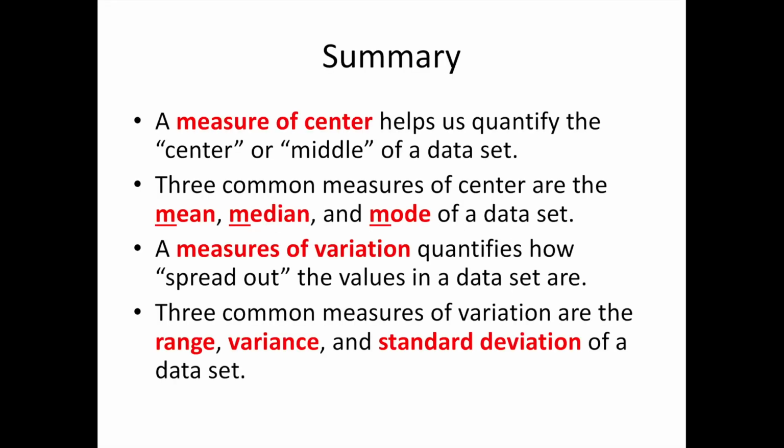So in summary, a measure of center helps us quantify the center or middle of a data set. 3 common measures of center are the mean, median, and mode of a data set, the 3 M's. Also, a measure of variation quantifies how spread out the values in a data set are. 3 common measures of variation are the range, variance, and standard deviation of a data set. A 4th measure of variation, the interquartile range, or IQR, will be discussed in class.